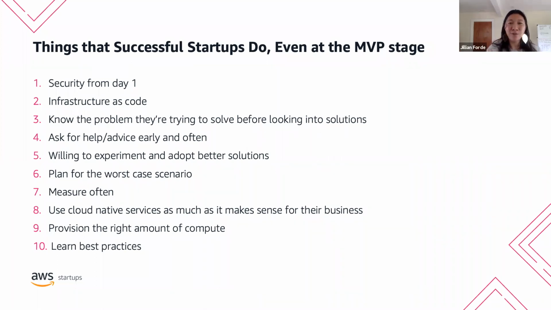And then 10 is they learn best practices. Best practices, again, like everything on this list, is a constant and never-ending improvement process. So they learn what the best practices are, and they do their best to implement them. They ask for help when they aren't sure how to implement them, and they keep researching and learning what those best practices are so they can keep growing, innovating, and making their architecture as resilient, as successful as possible as their business grows.